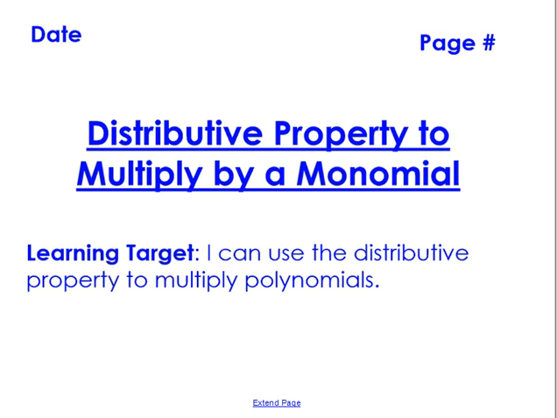I want you to remember back to the word monomial. We've talked about that. We talked about that in the last lesson. Monomial means one term. So basically you're taking one term and you're distributing it to all the rest of them.